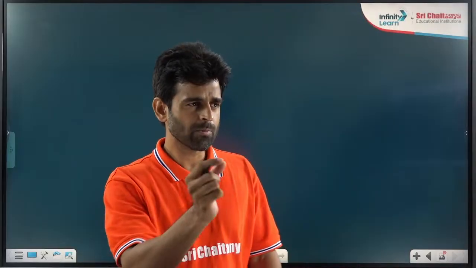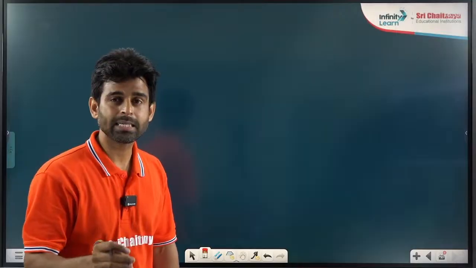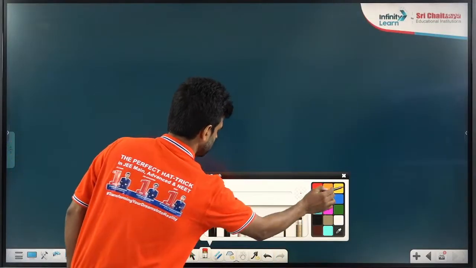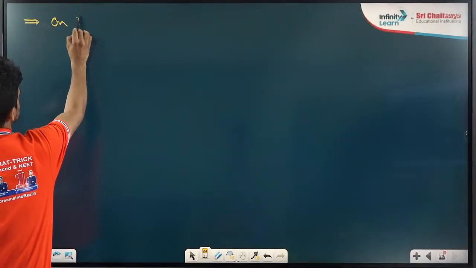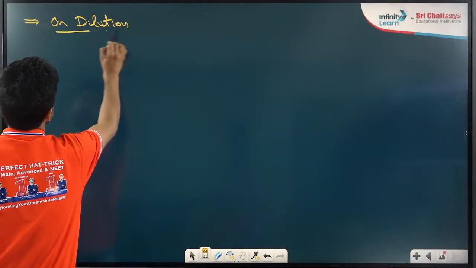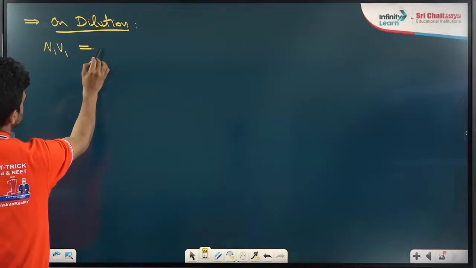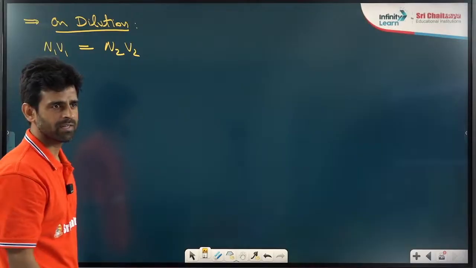One small thing I am giving: like we did the dilution case or mixing case in molarity, the same thing can be done in normality also. If a dilution case comes, beta, you can apply the same thing as molarity: N1 V1 equals N2 V2. Exactly the same, nothing different.